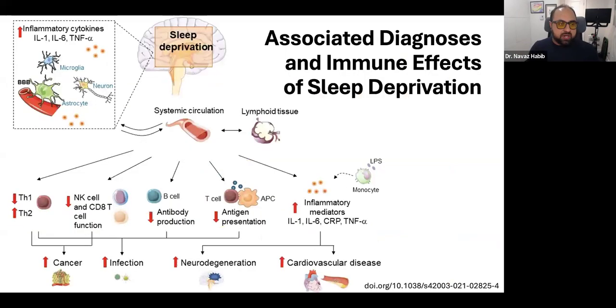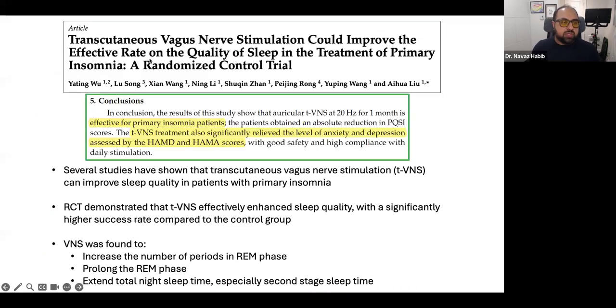There's a lot of different conditions that are associated with sleep deprivation. We know this. This is not new information to anybody, but if we're not getting sufficient sleep, cancer, infection, neurodegeneration, cardiovascular disease, all are strongly linked to sleep deprivation. Lastly, I just want to point to this very cool study showing that transcutaneous vagus nerve stimulation could improve the effective rate on the quality of sleep in the treatment of primary insomnia.